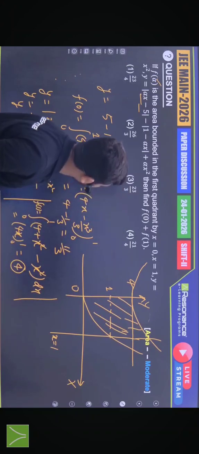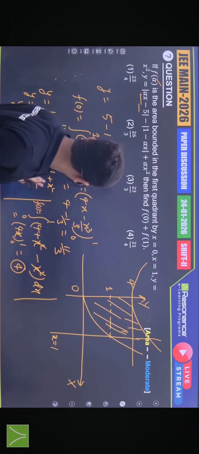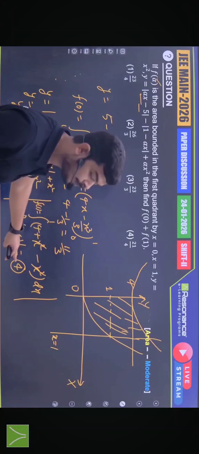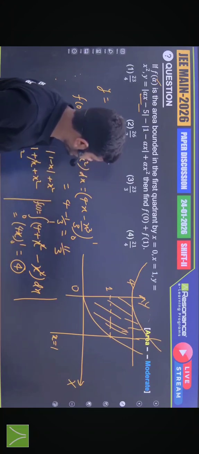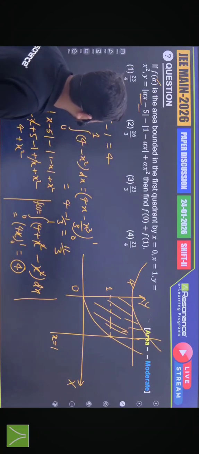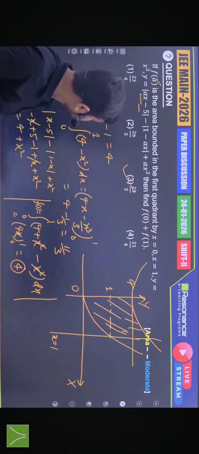You have to find the value of f of 0 plus f of 1. f of 0 is 11 by 3. f of 1 is 4. If you add, you will get how much? 23 by 3. Third option is your correct answer.